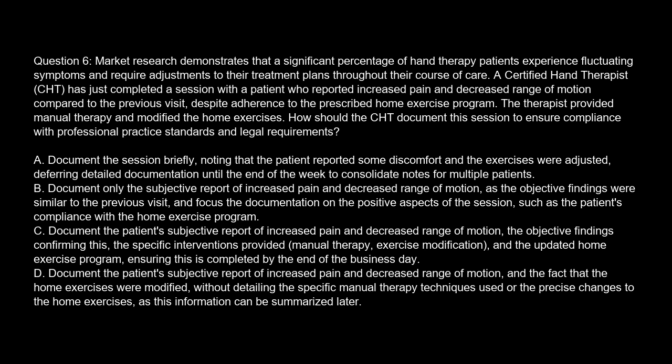Option C. Document the patient's subjective report of increased pain and decreased range of motion, the objective findings confirming this. The specific interventions provided: manual therapy, exercise modification, and the updated home exercise program, ensuring this is completed by the end of the business day. Option D. Document the patient's subjective report of increased pain and decreased range of motion, and the fact that the home exercises were modified, without detailing the specific manual therapy techniques used or the precise changes to the home exercises, as this information can be summarized later.